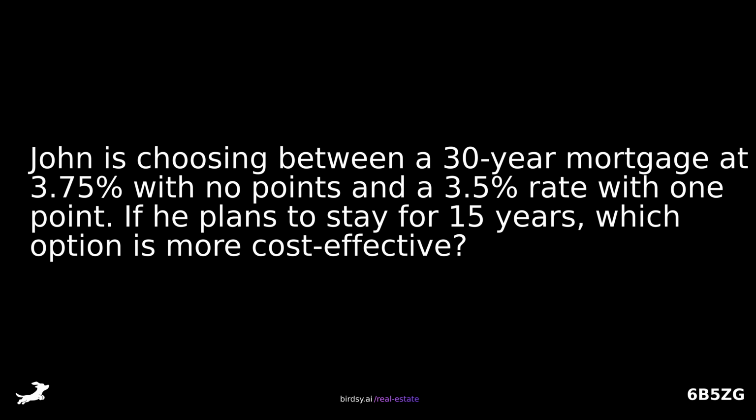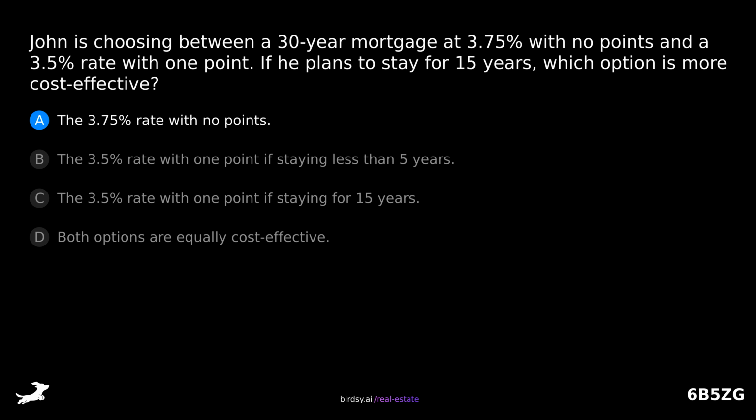John is choosing between a 30-year mortgage at 3.75% with no points and a 3.5% rate with 1 point. If he plans to stay for 15 years, which option is more cost-effective? Is it A, the 3.75% rate with no points? B, the 3.5% rate with 1 point if staying less than 5 years? C, the 3.5% rate with 1 point if staying for 15 years? Or D, both options are equally cost-effective?